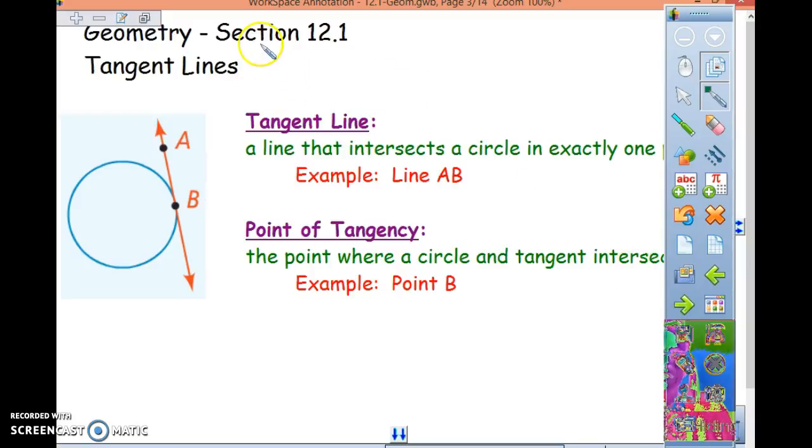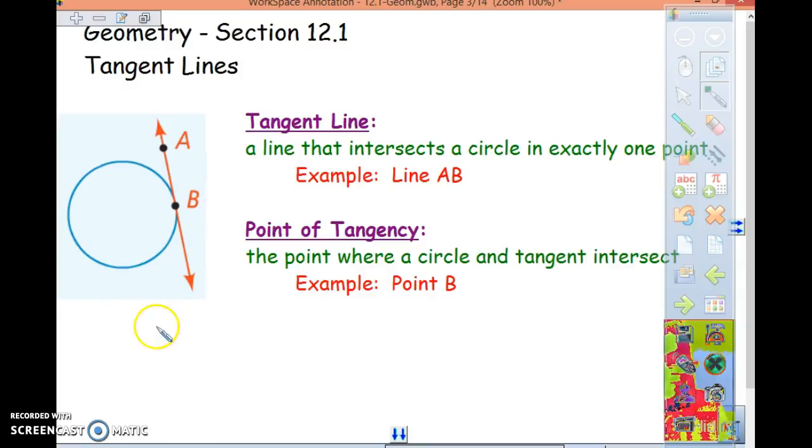So today's lesson is lesson 12.1, tangent lines. Please make sure you have your packets for today, and I do expect you to take notes. There will be a hidden symbol within our lesson today that I would like to talk to you about when I get back. A tangent line is a line that intersects a circle in exactly one point.